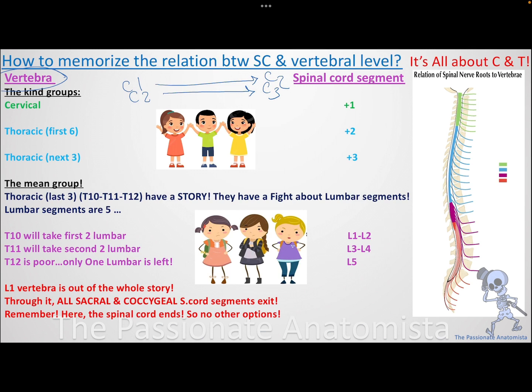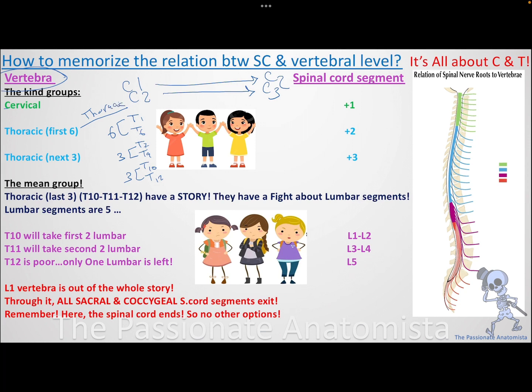What about the thoracic? In the thoracic region, we only have cervical, thoracic, and then L1. What will happen in the thoracic group? We will divide the thoracic group into 3 parts. You know that we have T1, T2, T3 up until T6, and then we have T7, T8, T9. We have here 6, we have here 3, and then we have T10 all the way to T12. These are 3. Here we are trying to divide the thoracic to make your life easy.